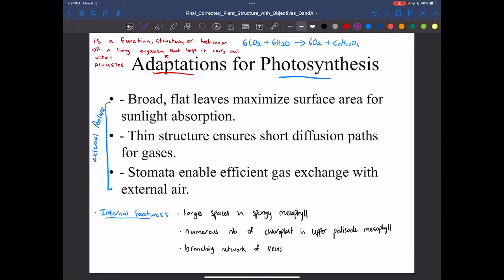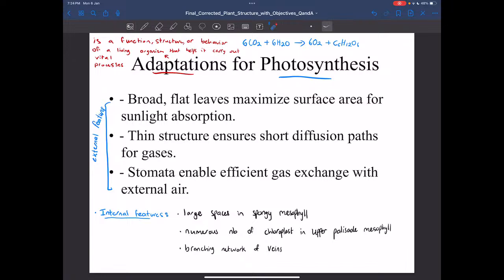So plants have adapted. And what's an adaptation? As you can see in the definition here, an adaptation is usually a function or a structure or even a behavior of a living organism that helps it carry out vital processes. Photosynthesis is a vital process, so plants have evolved, they have adapted, to maximize efficiency in performing photosynthesis.